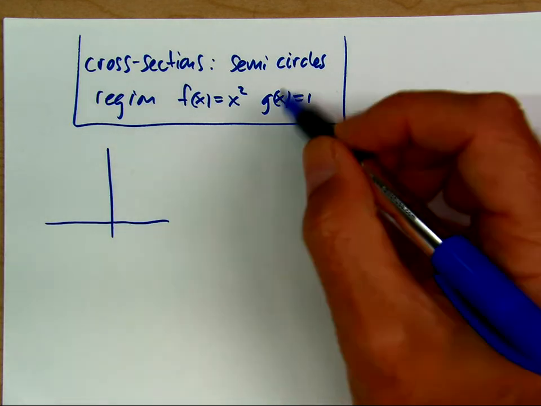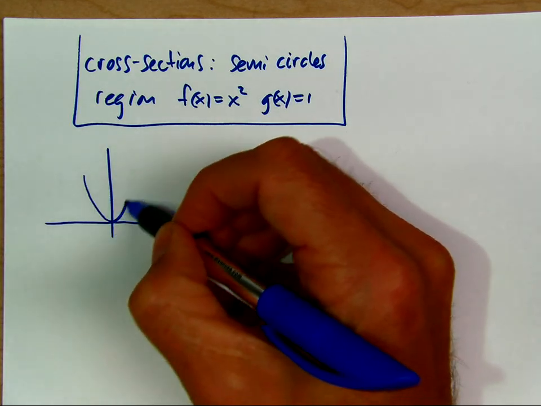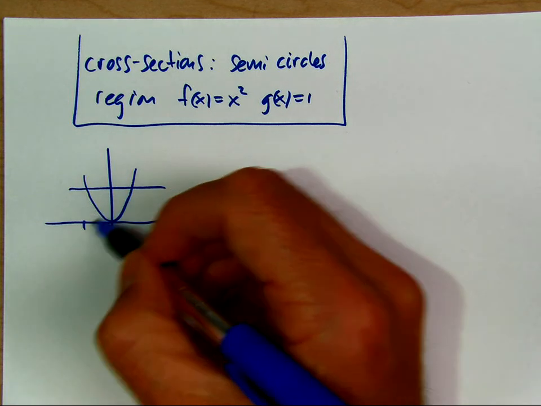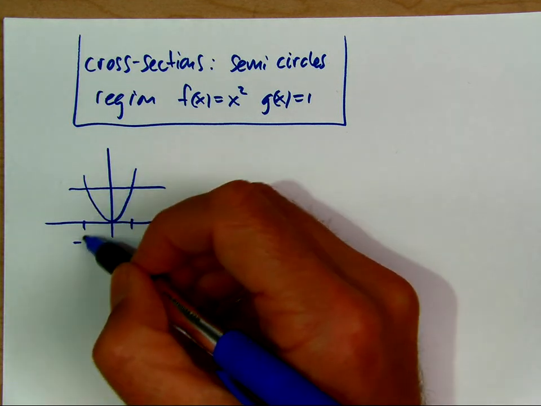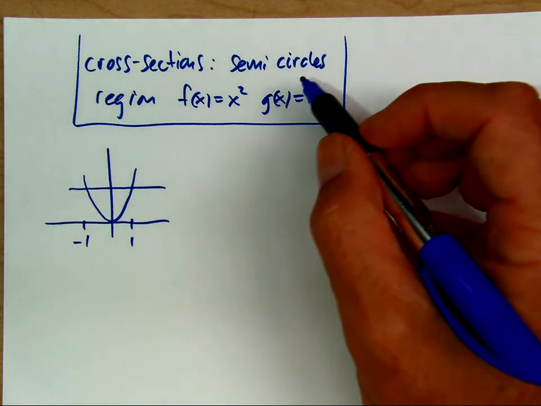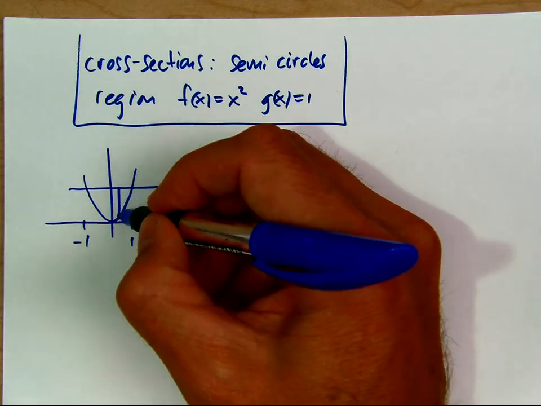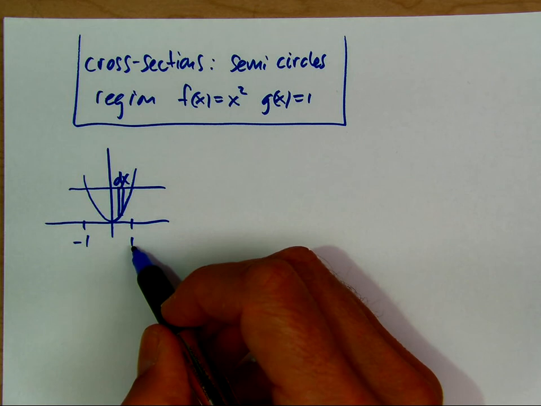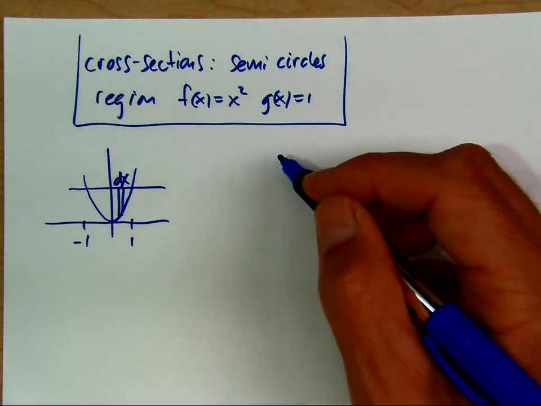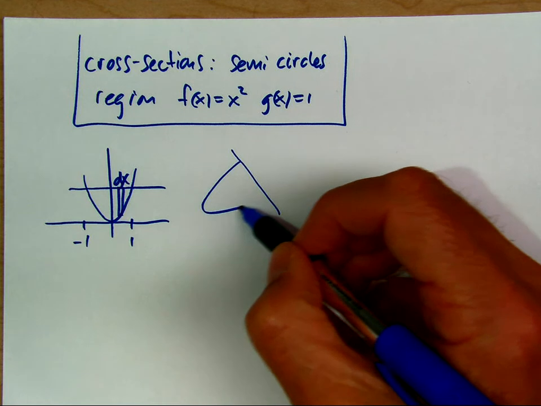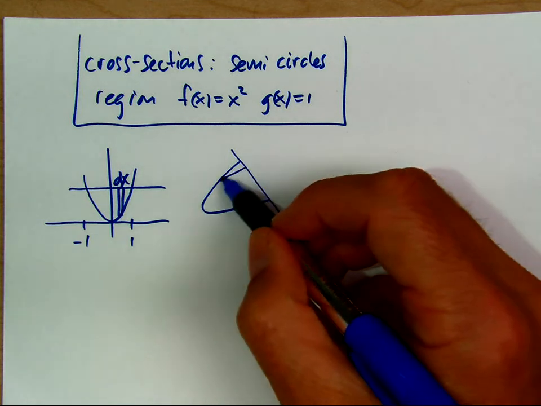x squared and y equals 1. We know that they intersect at -1 and 1. The cross sections are perpendicular to the x-axis, so we have dx, and we'll have the x interval from -1 to 1. So if we have the region like that, we'll have semicircles.